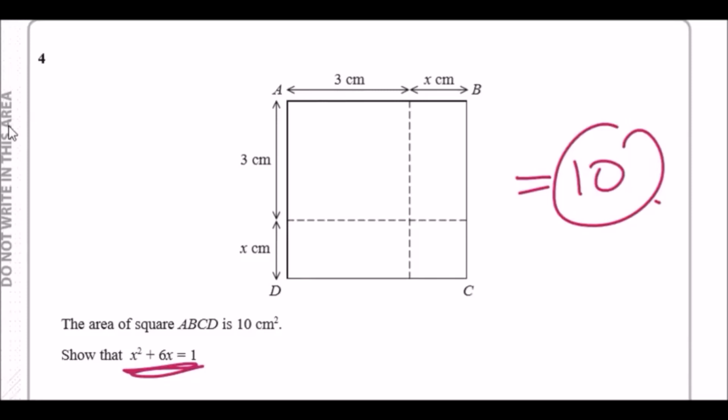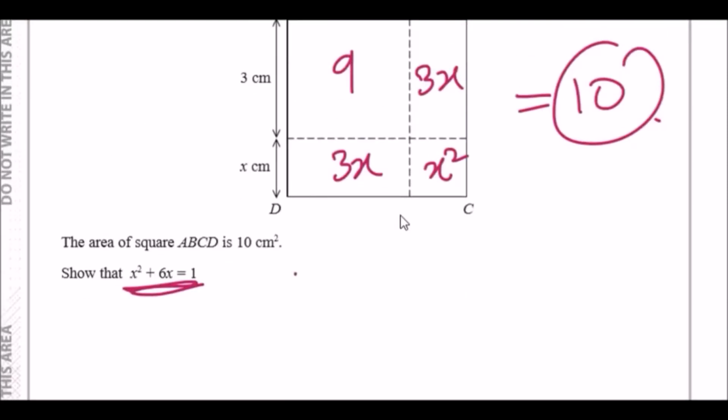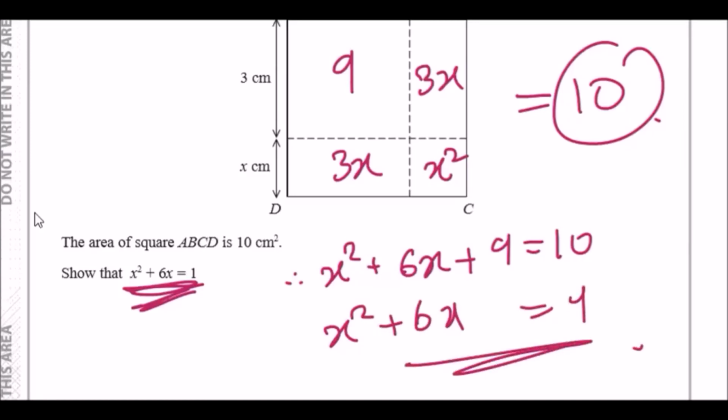So 3 times 3 here is 9 centimeters squared. 3 times x is 3x. And we've got x times 3 is, again, 3x. And then x times x is x squared. Now just add them all up and equate it to 10. So we can say, therefore, x squared plus 3x and 3x is 6x plus 9 equals 10. And now just get the form they want. So throw the 9 across to the right hand side. That basically means subtracting 9, so we should get 1. And that's it. Case closed.